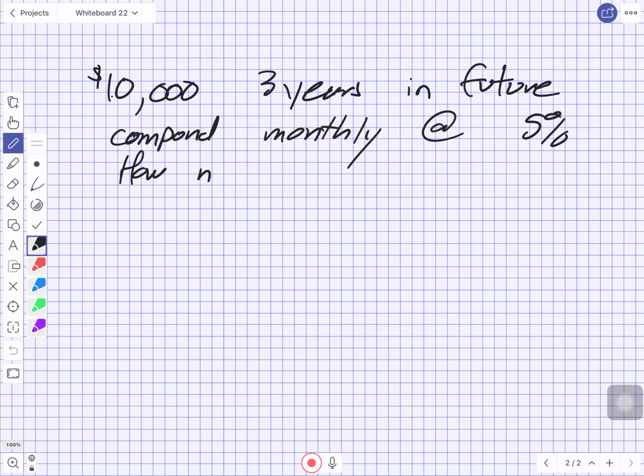How much should he invest now? So the question is, what are they asking us about? Are they asking us to calculate the amount in the future or the amount in the past? That's the first thing we have to figure out.